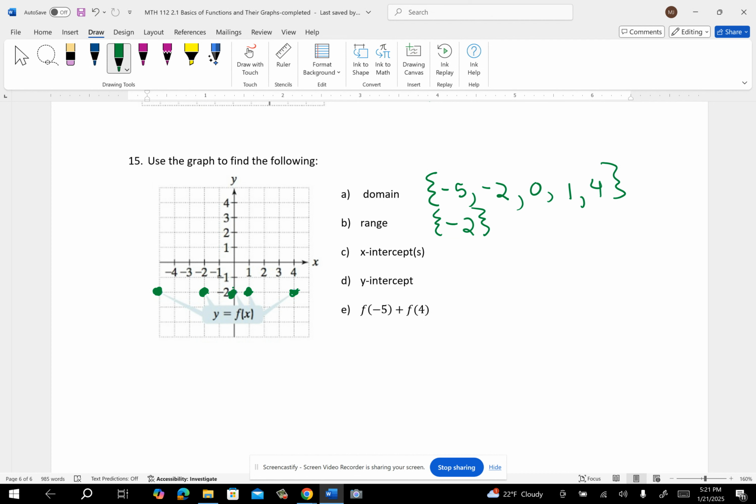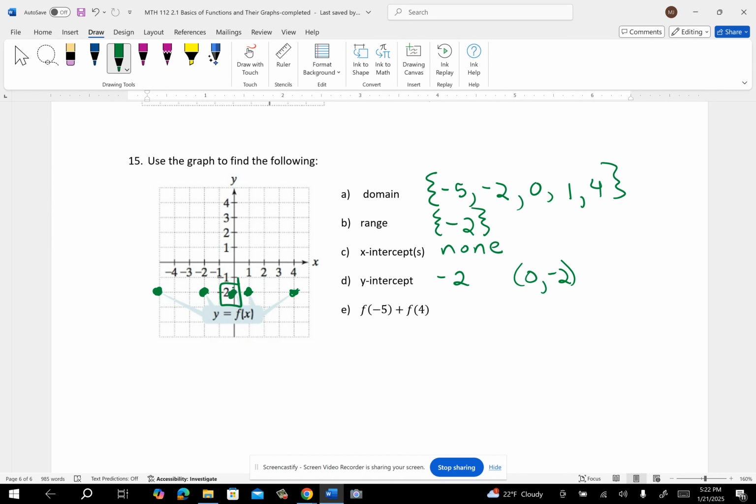All right, now x-intercepts. I don't see where the function, there's no points on the x-axis. The function doesn't cross the x-axis, so there are none. And then for the y-intercept, I do have a point right here that's on the y-axis. That's a y-intercept, and you would say you have a y-intercept at -2. If you were to write it as an ordered pair, it would be 0, -2.